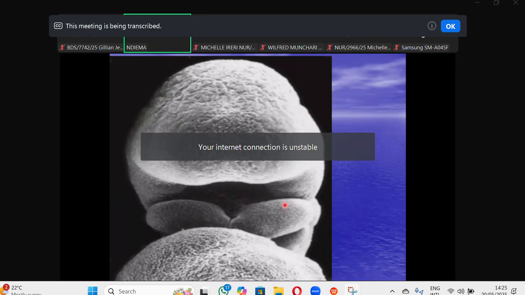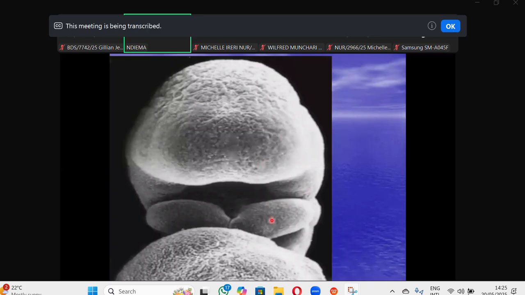In between the maxillary processes, the mandibular process, and the frontonasal process, we have a depression which we refer to as the stomodeum. The stomodeum is where we have no mesoderm, only ectoderm and endoderm. That stomodeum is covered by the oropharyngeal membrane, which we'll be looking at later when we're looking at the digestive system.